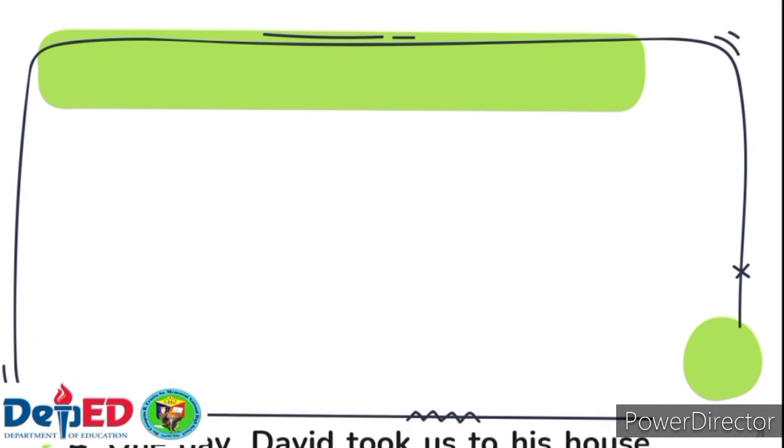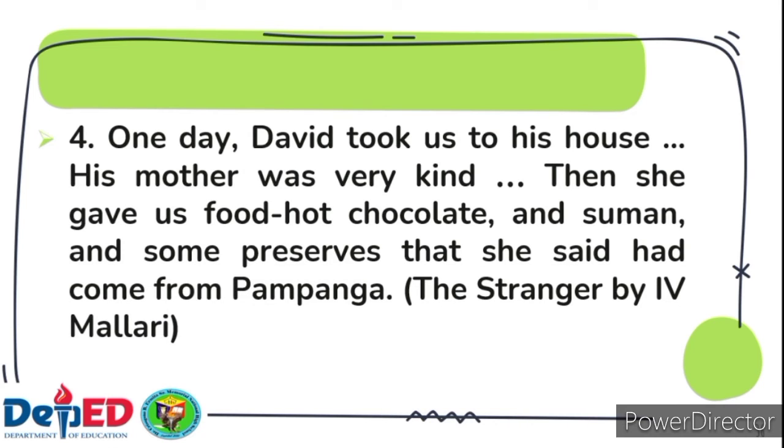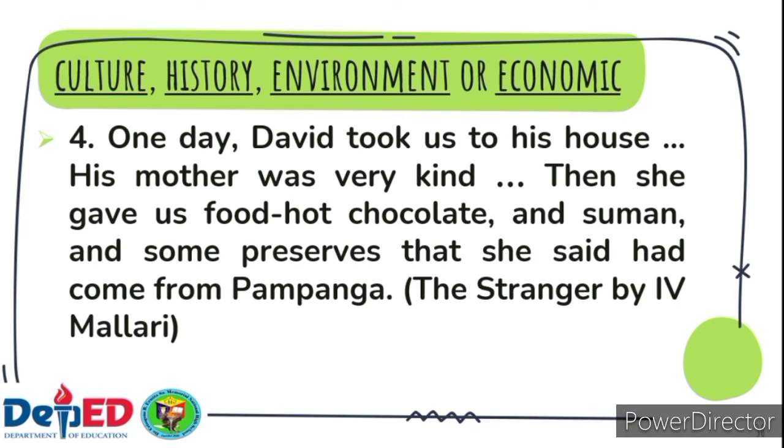Okay, number 4. One day, David took us to his house. His mother was very kind. Then she gave us food, hot chocolate, and suman, and some preserves that she said had come from Pampanga. From The Stranger by Ivy Mallari. Is it culture, history, environment, or economic?